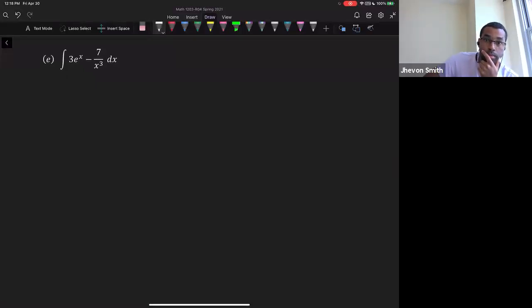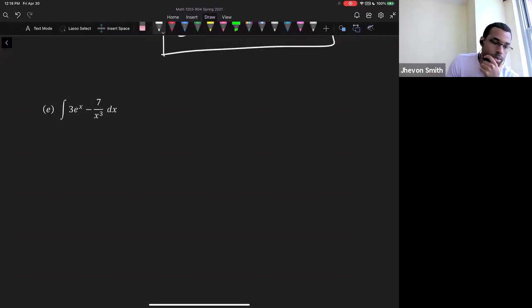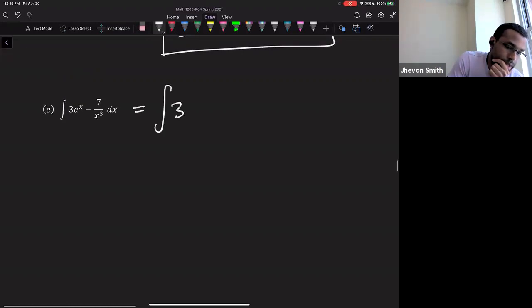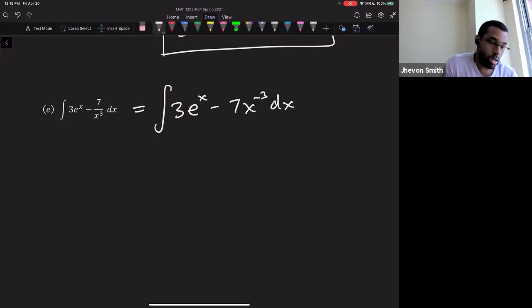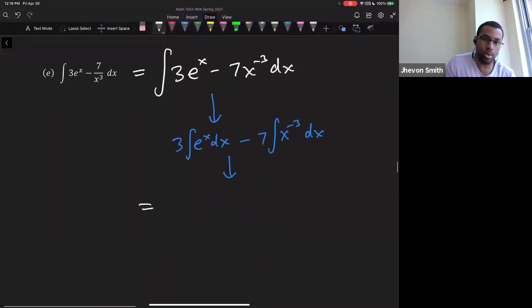What about this one? Well, I know this is going to be equal to 3 to the x minus 7x to the minus 3. Just rewriting it. Of course, in my mind's eye, I would think of this as 3 times the integral of e to the x minus 7 times the integral of x to the minus 3. But I can just write it down like I'm just doing one at a time.